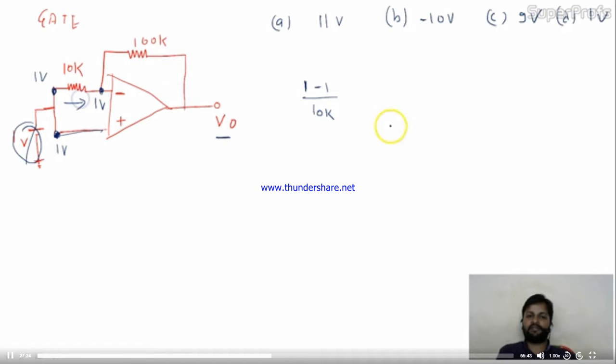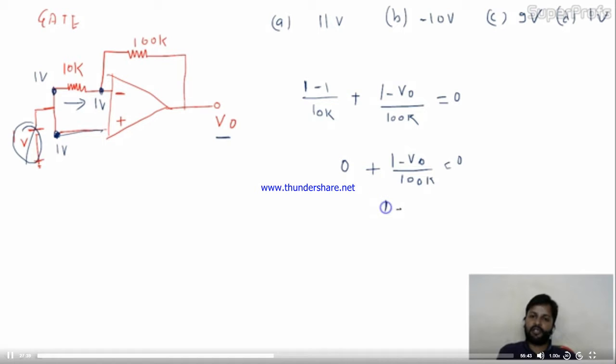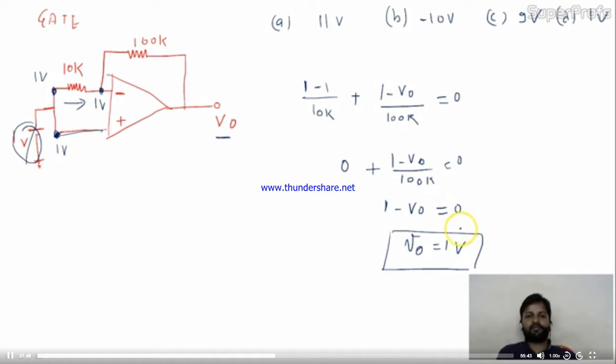The current will be 0, plus 1 minus V0 divided by 100K equal to 0. So 0 plus (1 minus V0) divided by 100K equal to 0. So ultimately 1 minus V0 equal to 0, and finally V0 equal to 1 volt. Is it okay? So this type of question is there in op-amp circuits. Very easy question. And 70% they're asking from op-amp only.